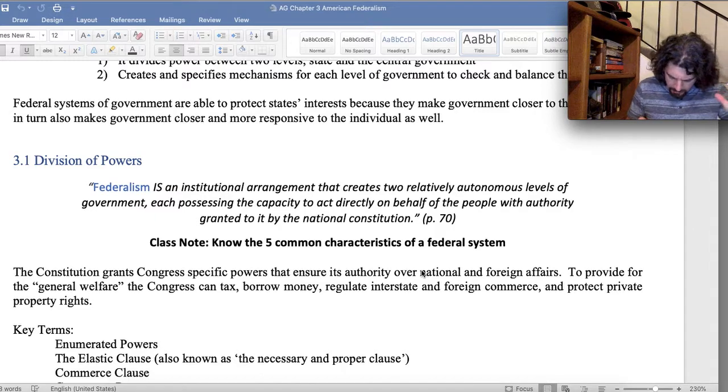The third element is that the federal system formally allocates legislative, judicial, and executive authority to both levels. And so we're going to learn that both levels of government have those three branches of government. They have a legislature, they have an executive, and they have a judiciary branch. What else do we have here?